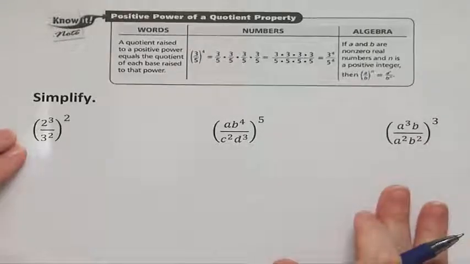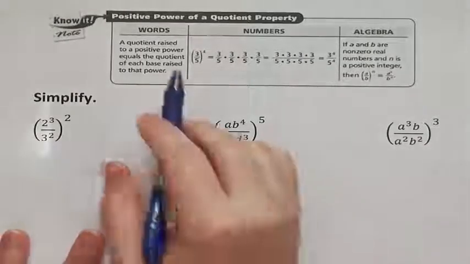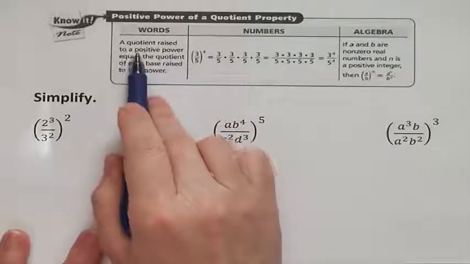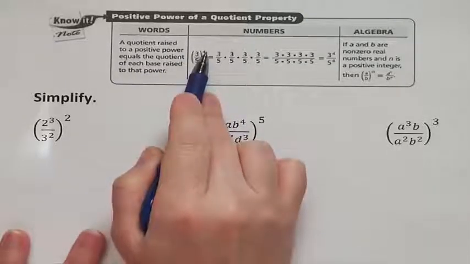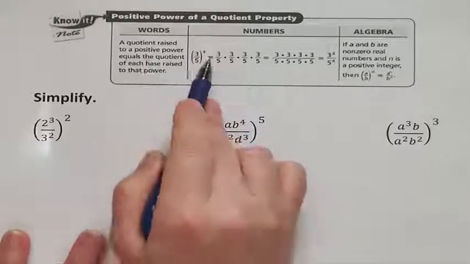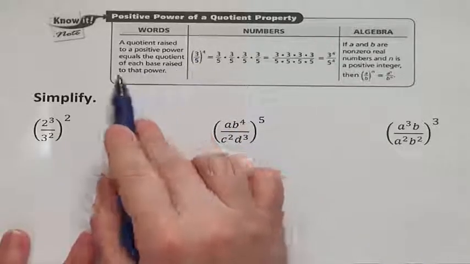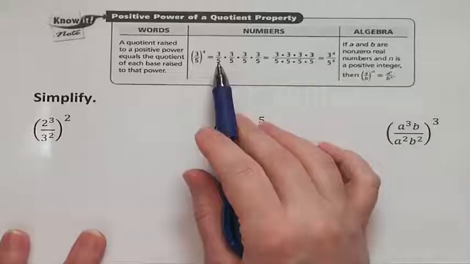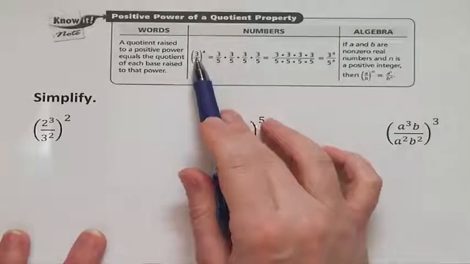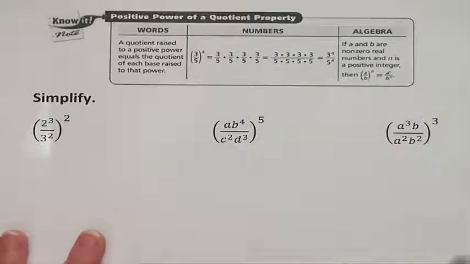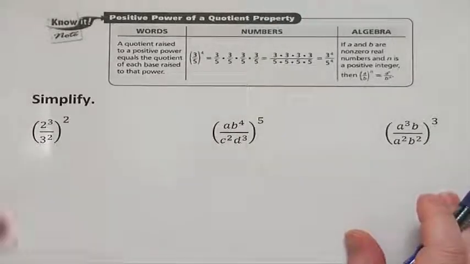So let's go ahead and take a look. Does the book have anything special to say? It says a quotient, which was a fraction, if it is raised to a positive power, then that is going to equal the quotient of each base raised to that power. And it's the same thing that we already knew. We discovered it on our own. Everything in that fraction, everything in the parenthesis, got raised to that power. So let's go ahead and try a couple more practice problems.